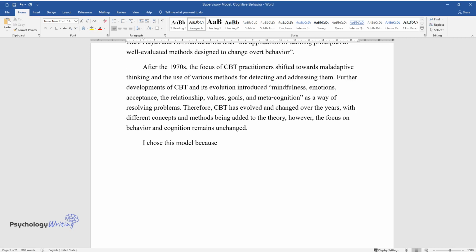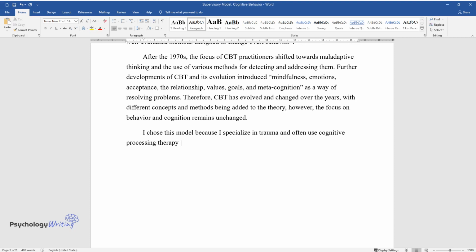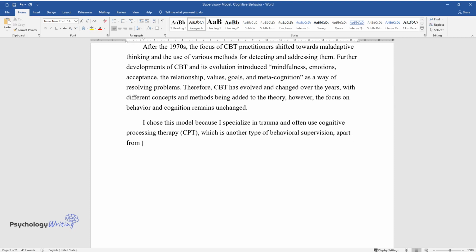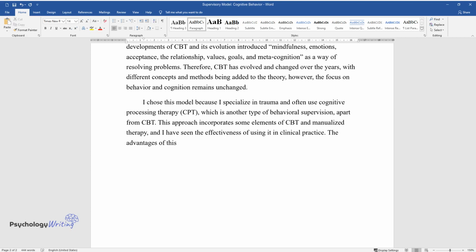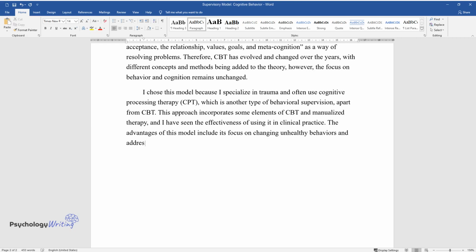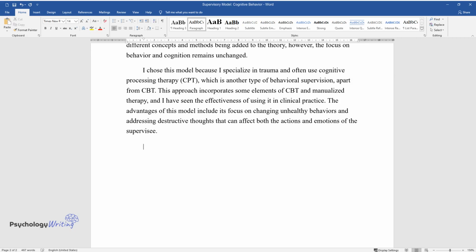I chose this model because I specialize in trauma and often use cognitive processing therapy, CPT, which is another type of behavioral supervision, apart from CBT. This approach incorporates some elements of CBT and manualized therapy, and I have seen the effectiveness of using it in clinical practice. The advantages of this model include its focus on changing unhealthy behaviors and addressing destructive thoughts that can affect both the actions and emotions of the supervisee.